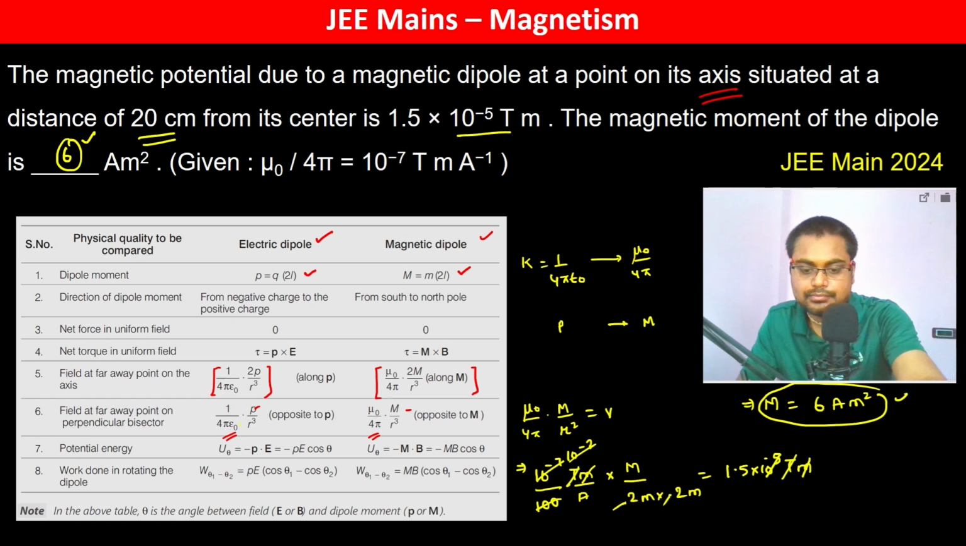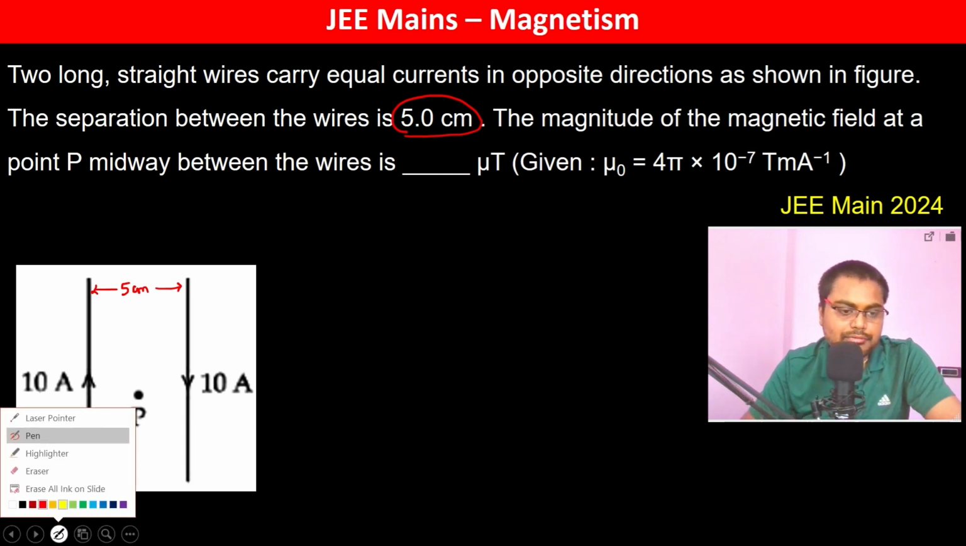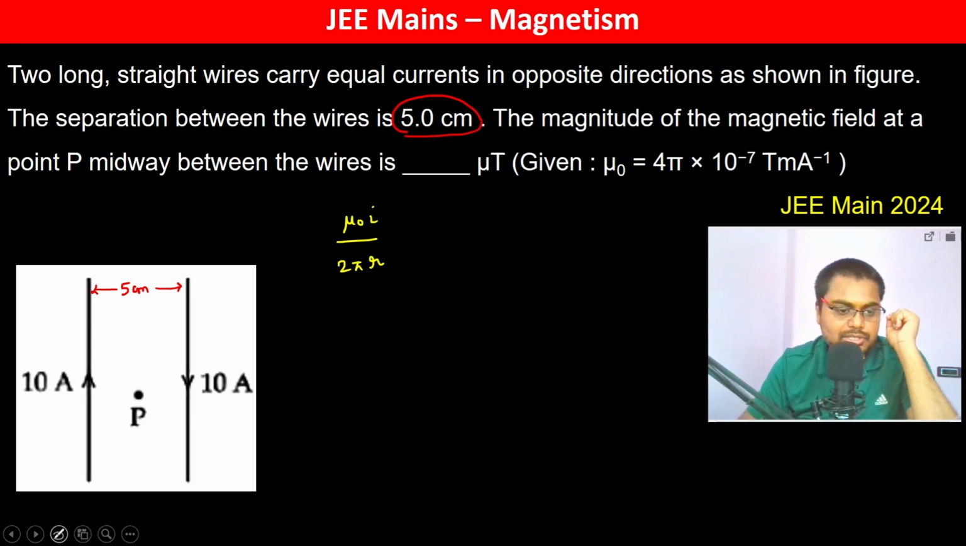Two long straight wires carry equal currents in opposite directions as shown in the figure. The separation between the wires is 5 centimeter. So this difference is 5 centimeter. The magnitude of the magnetic field at a point P midway between the wires is, so for an infinitely long wire, the magnetic field is going to be mu naught I by 2 pi r. Now if you see, the distance from the wire is 2.5 centimeter.